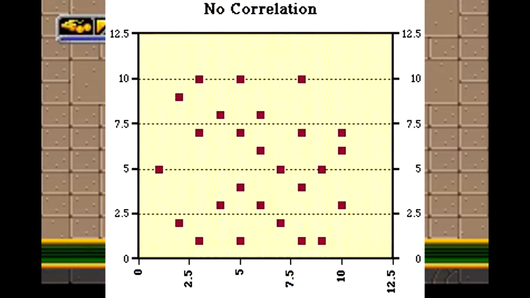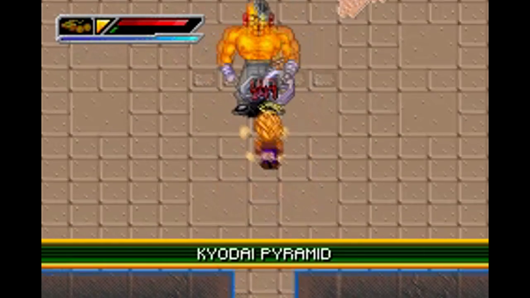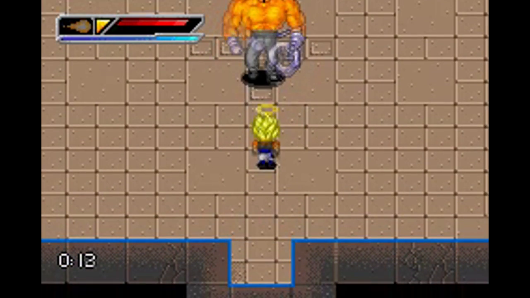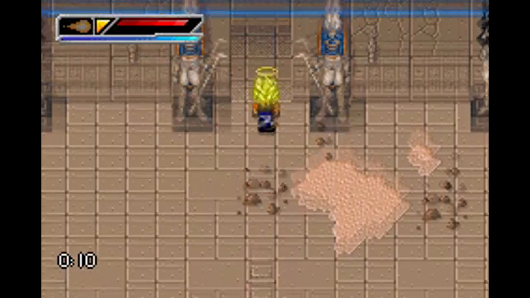The next thing is outliers. An outlier is basically a random piece of data on your scatter plot that doesn't usually make sense with the rest of the data you have collected.